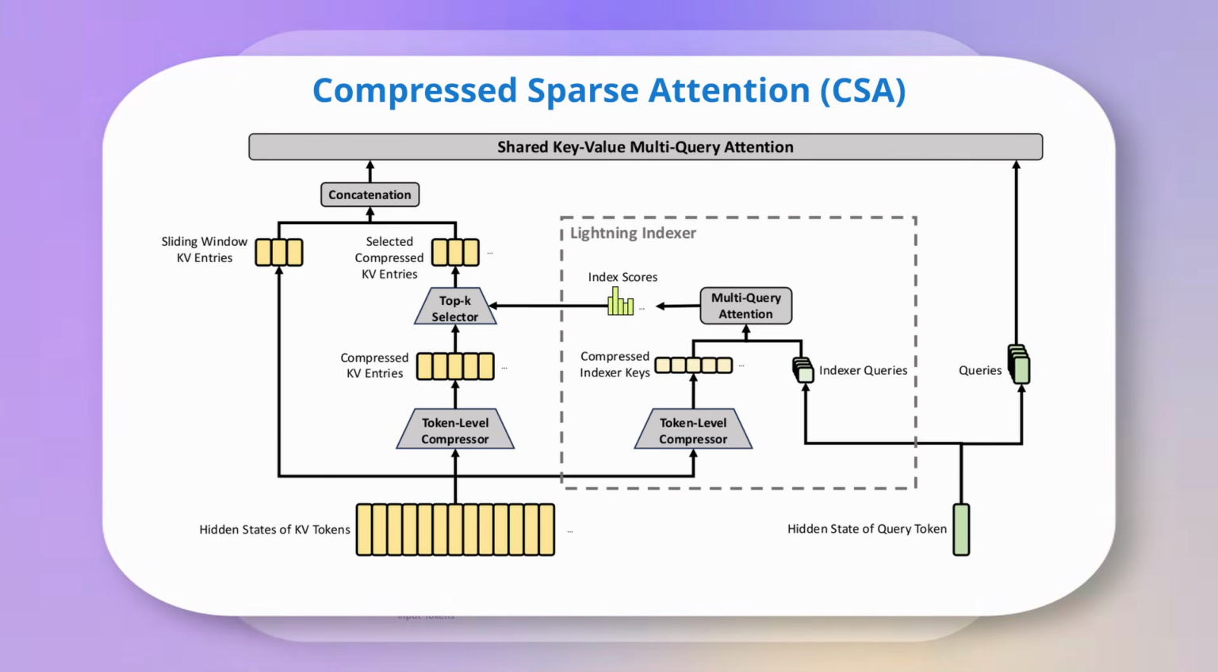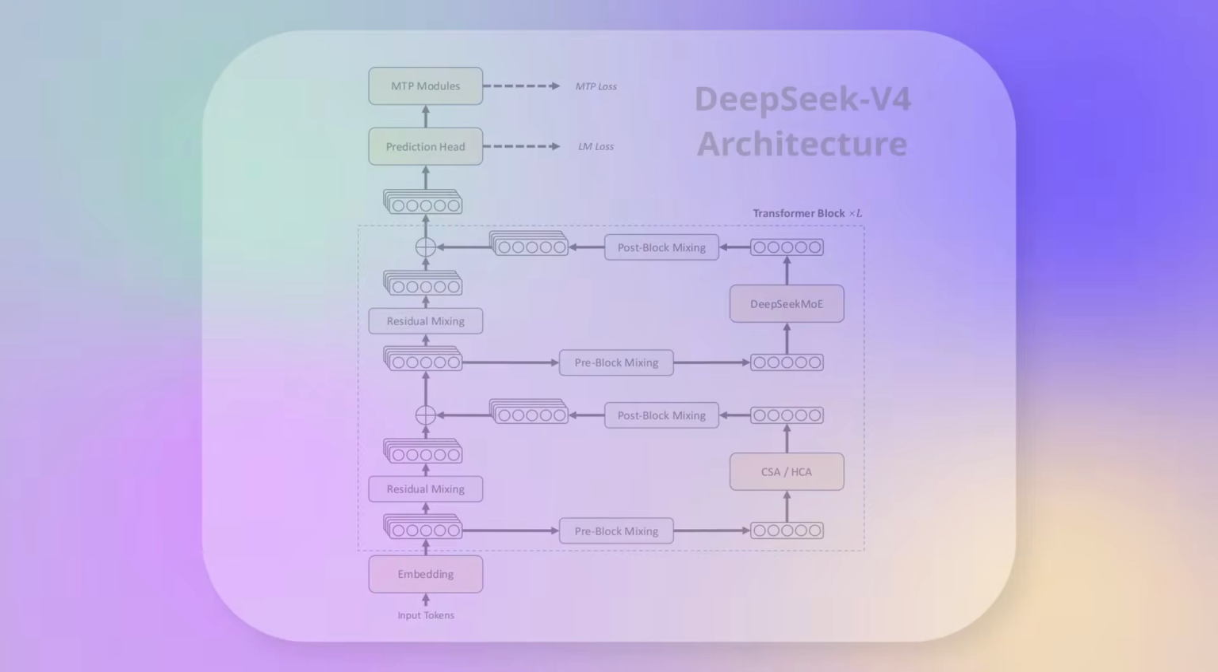Next, instead of attending to all compressed entries, CSA uses a lightning indexer, a tiny lightweight mechanism to quickly scan the compressed keys and pick only the top k most relevant ones, for example 512 out of thousands. This is a form of sparse attention. The actual attention computation is then performed using multi-query attention, MQA, on the selected compressed entries, which is much cheaper than full attention. To keep local information sharp, CSA also has a small sliding window of the most recent 128 uncompressed tokens that are always attended to alongside the compressed sparse entries.